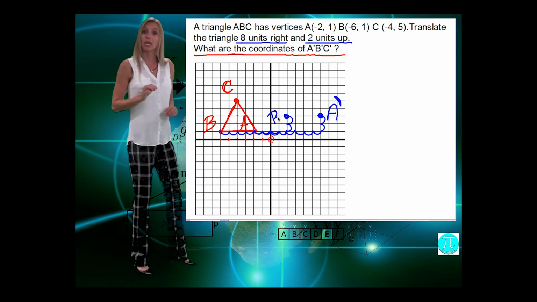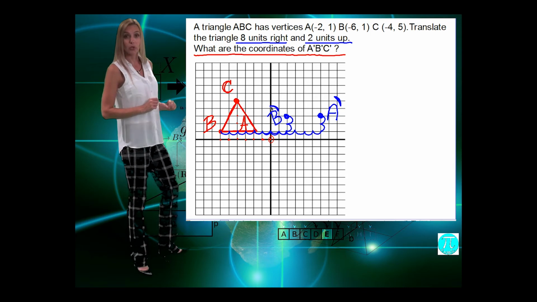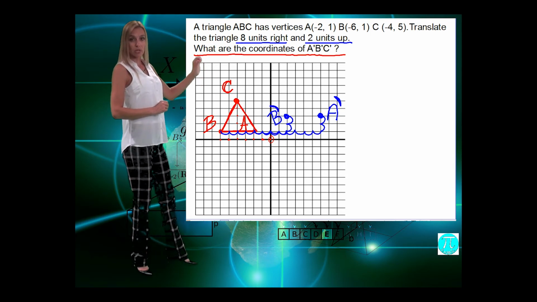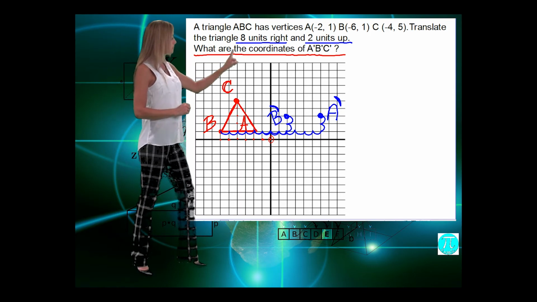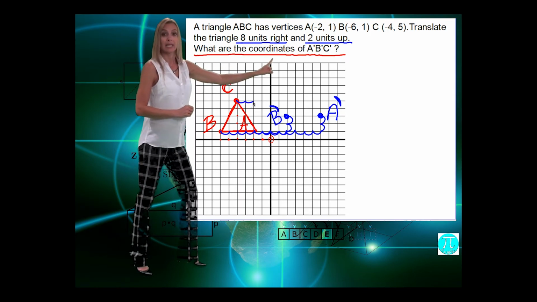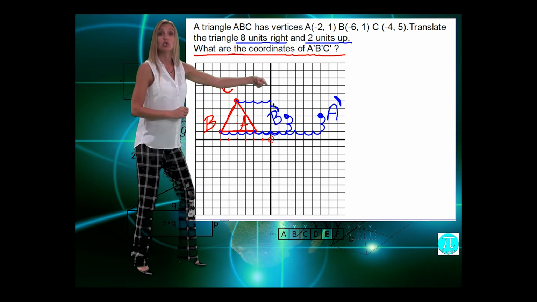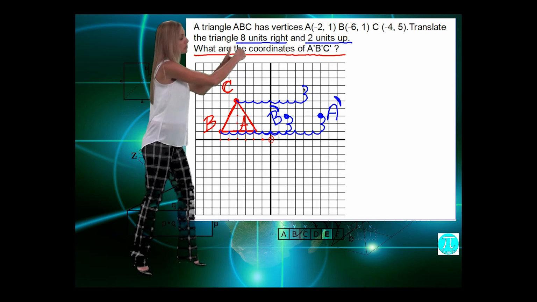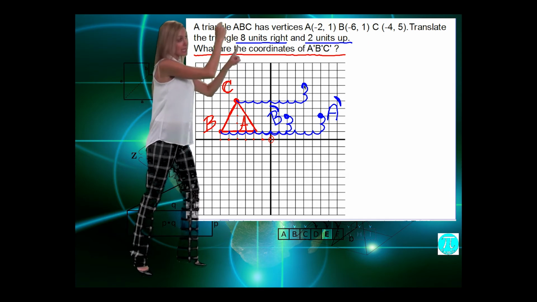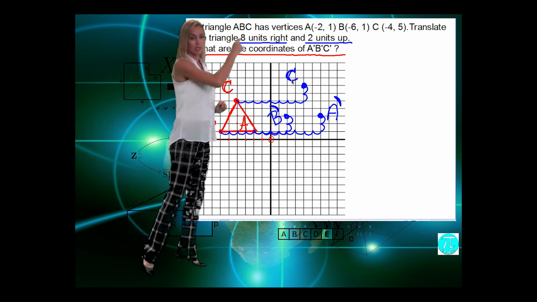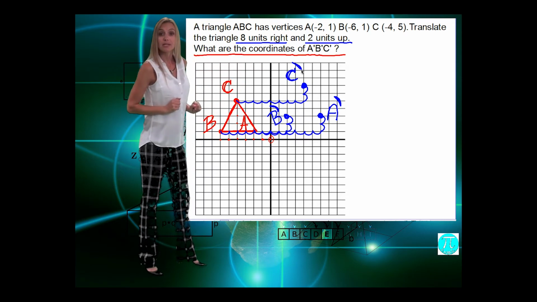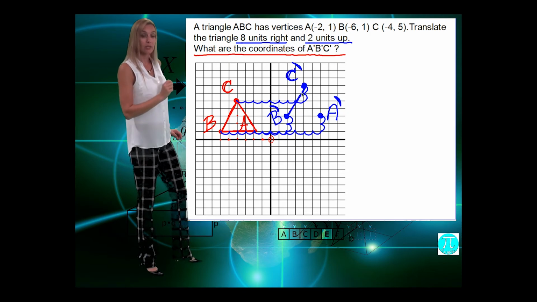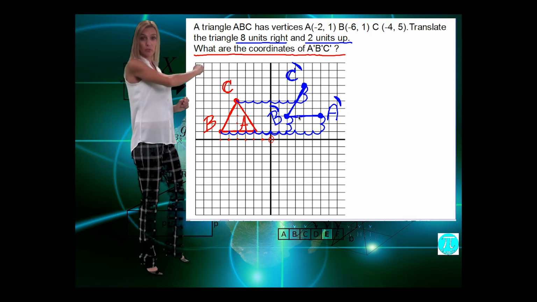And the same thing we're going to do with the point C. We're going to translate that point 8 units to the right. And then we're going to go 2 units up. When we say units, we count those squares. And there's our point C prime. We're going to connect our dots, and there is the translated triangle A prime, B prime, C prime.